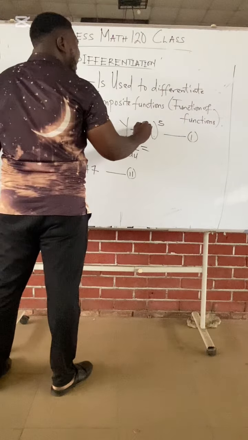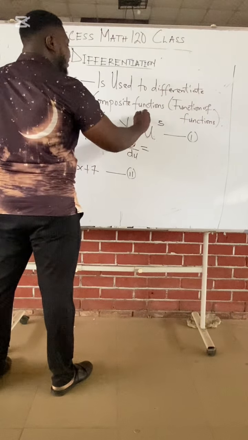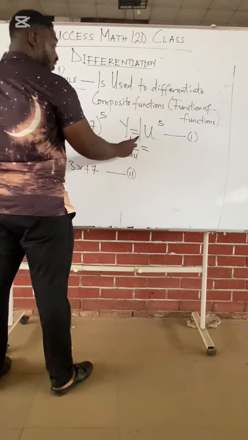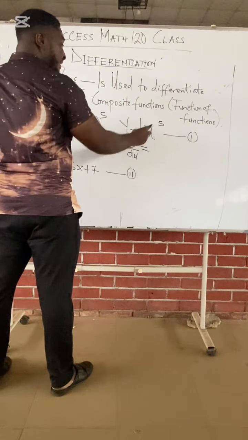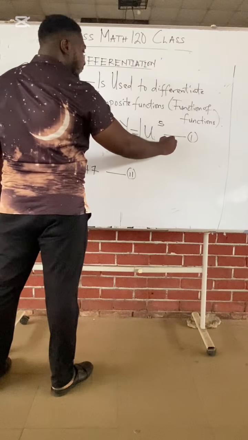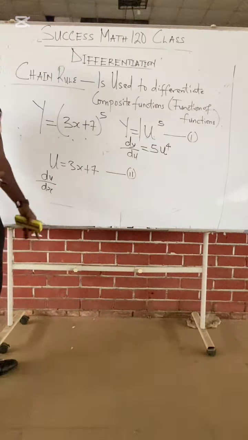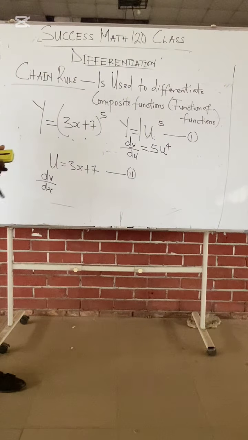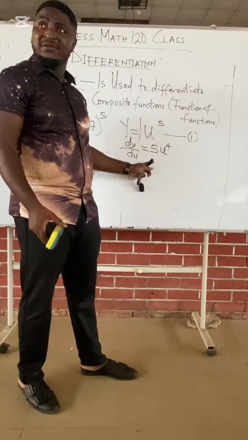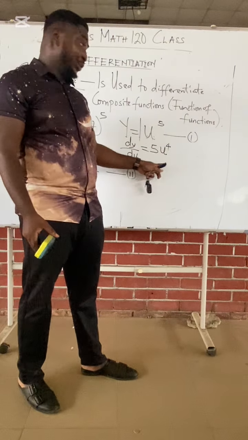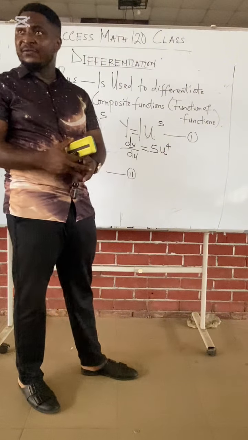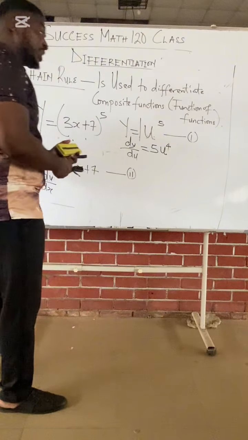Now, what is the differentiation of u raised to power 5? u raised to power 5 can be written as 1 times u raised to power 5. Do you agree? There can be an invisible 1 here. So this coefficient is 1 times the power 5. Bring down the power, keep the base u, and subtract 1 from the power, 5 minus 1. So the differentiation of 1u raised to power 5 is 5u raised to power 4. So dy/du is 5u raised to power 4.